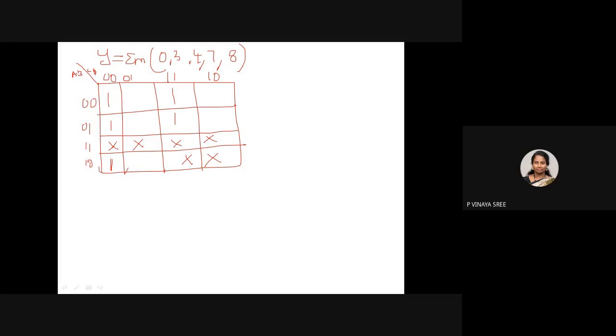So why? Because what we are doing here, we are grouping this one and we are grouping this one. So for this group, we will be getting Y equals to C complement D complement plus CD. So which gate is this? XNOR. How to represent this? C XOR D whole complement.